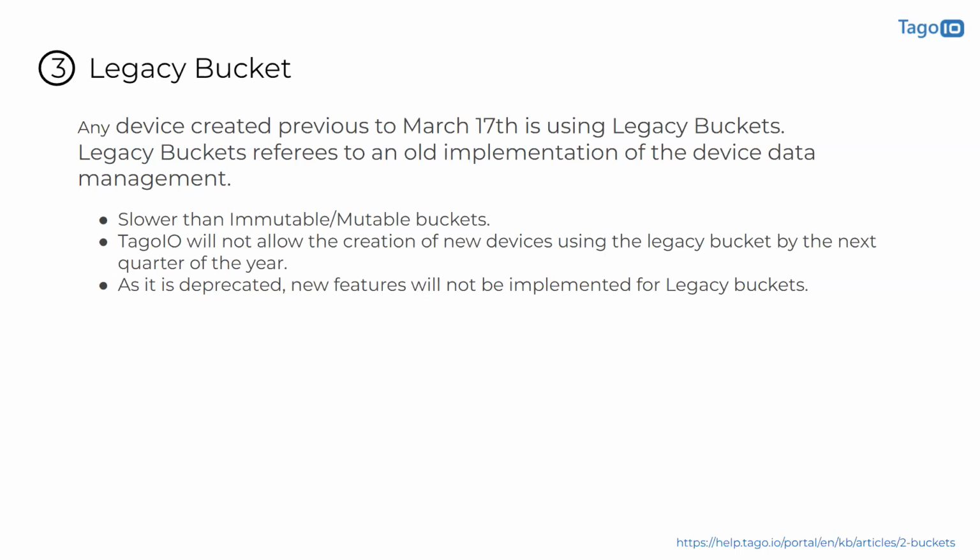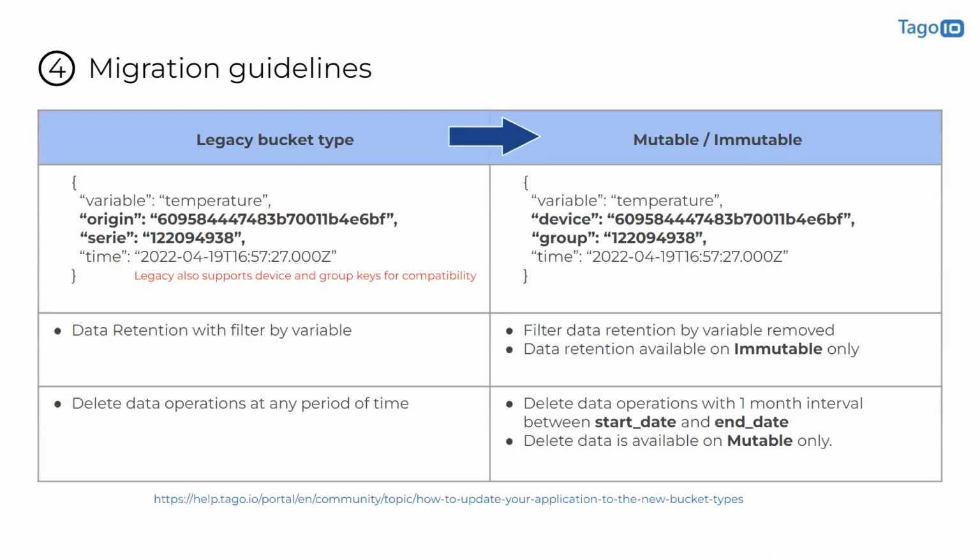So we do recommend everyone to start updating their application so you can stop using these legacies. Next, here we have the migration guidelines. So if you currently have the legacy buckets in your account and you want to migrate to the new ones, what exactly changed? What do you need to change in your application?